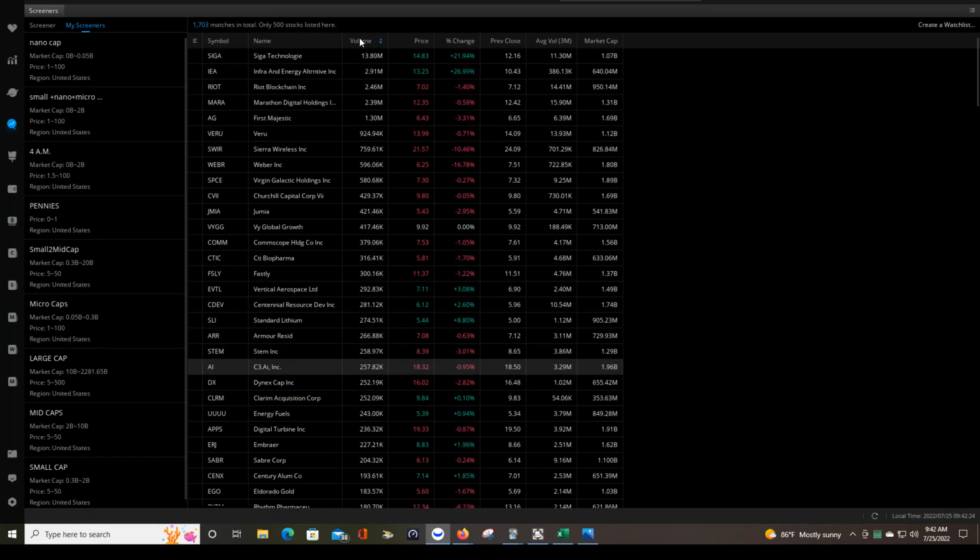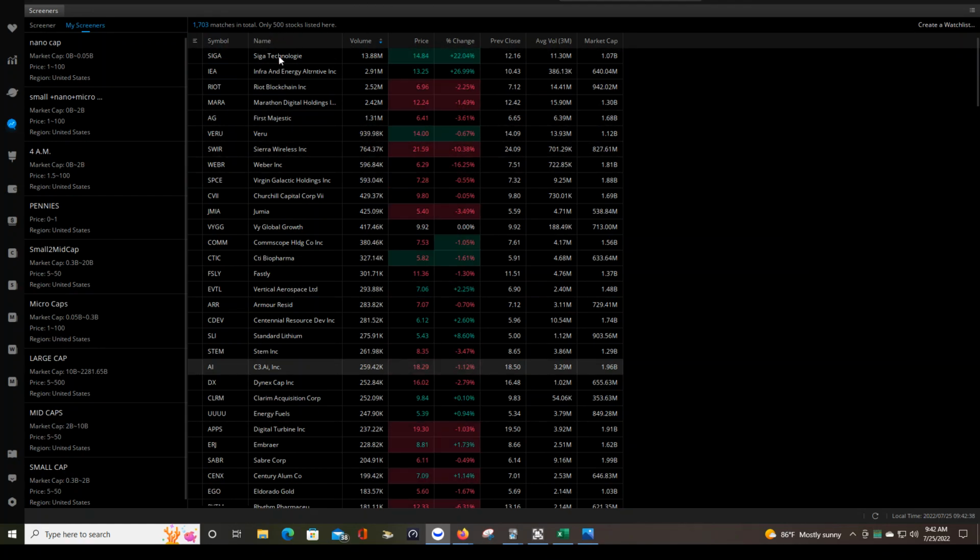You have to refresh the screener by clicking those three little dots and clicking modify. And then I always organize the list by volume, so I've done that here. And there's nothing new because my volume threshold is 500,000 shares or more, so I can basically only look at these stocks right here. And you can see that everything is red except for SIGA and IEA. So that's what we're watching for now.